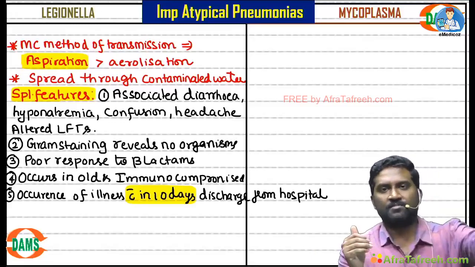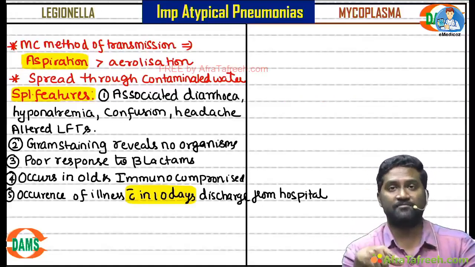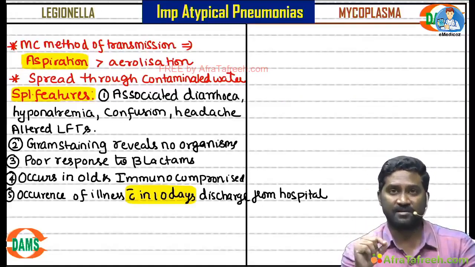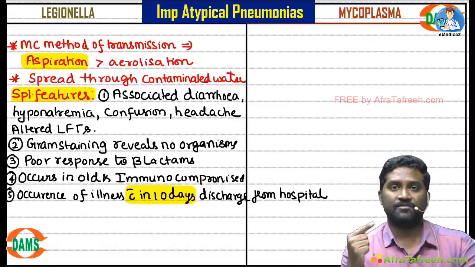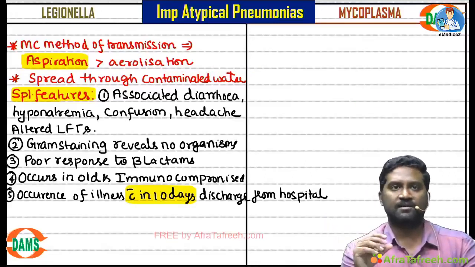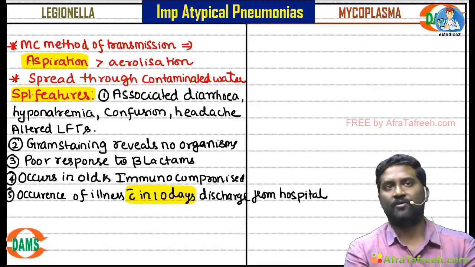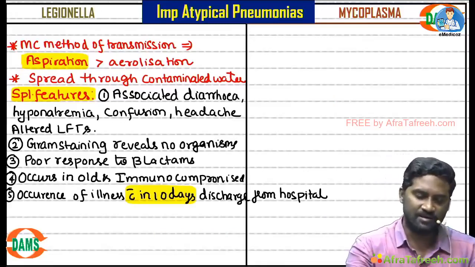The patient might be discharged, and at home the disease might manifest. So the patient might be infected in the hospital, but because of its prolonged incubation period of 7 to 10 days, it will not manifest immediately. It will manifest at home. If you see a clinical scenario of occurrence of illness within 10 days of discharge from hospital, one suspicion should be Legionella.